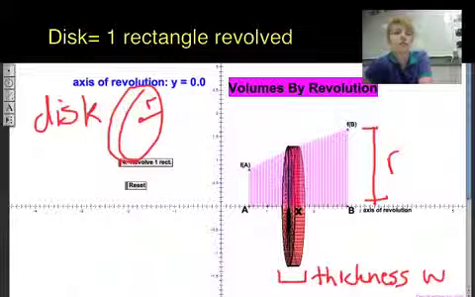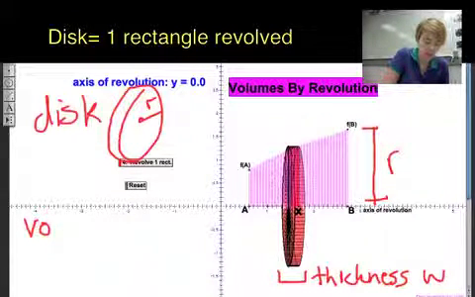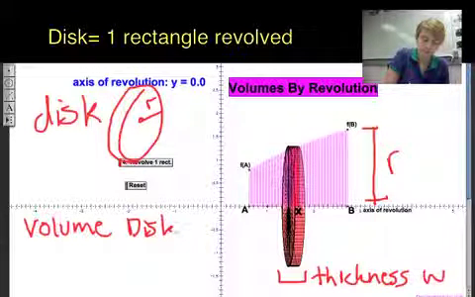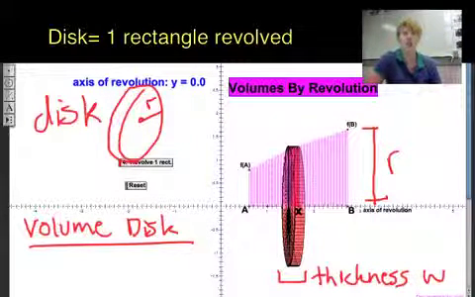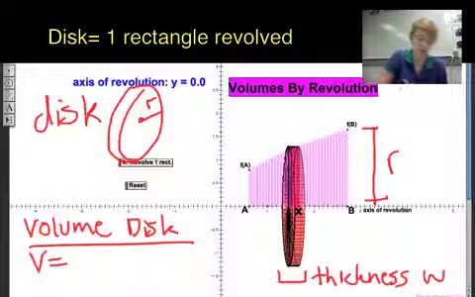If I needed to find the volume of this one single disk, what I would do is use this formula, the volume of the disk. I'm going to write it over here, volume for the disk. The volume of the disk is when you take the area of it, which is just a circle, times the thickness. So volume equals area times thickness. Well, the area of a circle is pi r squared.